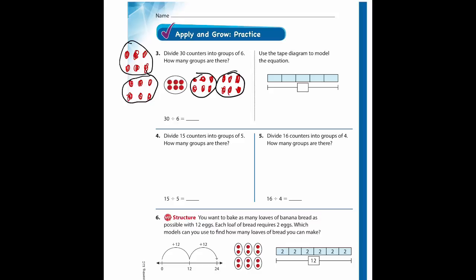Okay, so I'm going to count them. 1, 2, 3, 4, 5. So I have 5 groups of 6. So down here I have 30, because I have 30 total counters. I have 1, 2, 3, 4, 5 groups, and each is 6. Whoops, I didn't do the red.